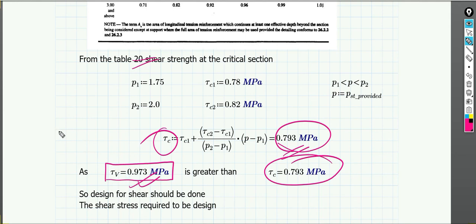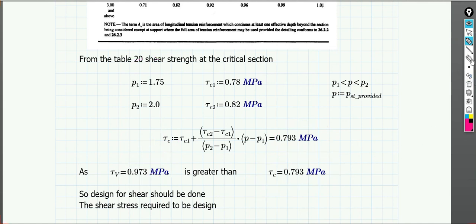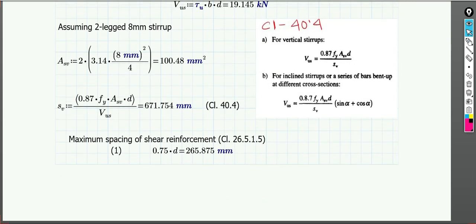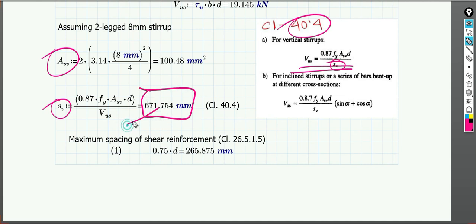So tau v is 0.973 and tau c is 0.793. What does it mean? The design shear stress is more than the design strength the section has. That means we have to go for shear design here, so we have to provide shear reinforcement. Shear reinforcement will be calculated as per the equation in clause 40.4. You can find the spacing Sv as 0.87 Fy Asv by d, where Asv is the cross sectional area of the stirrups. It comes out to be 671, which is very high.